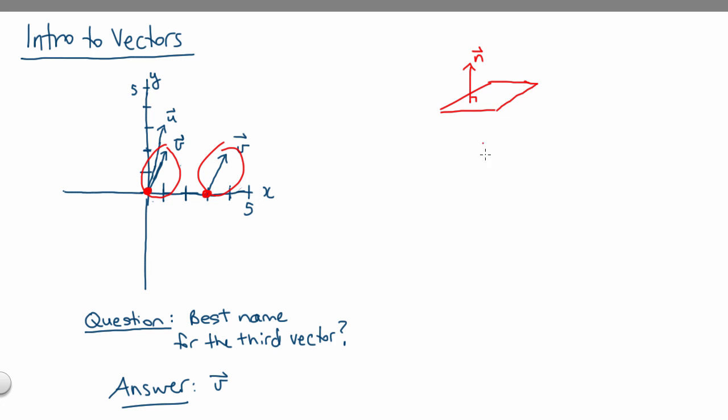And we are free to locate this vector n at any initial point on this plane. And depending on what calculation we're doing, we might find it convenient to move n around. So for example, if we wanted, we could locate n at this point here. Provided that we're keeping the length and the direction the same, it would still be correct to call this vector here n.